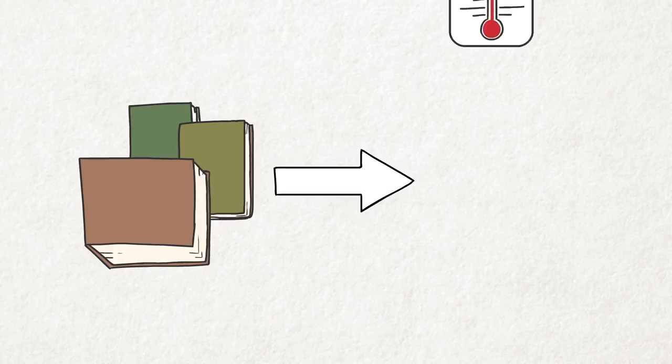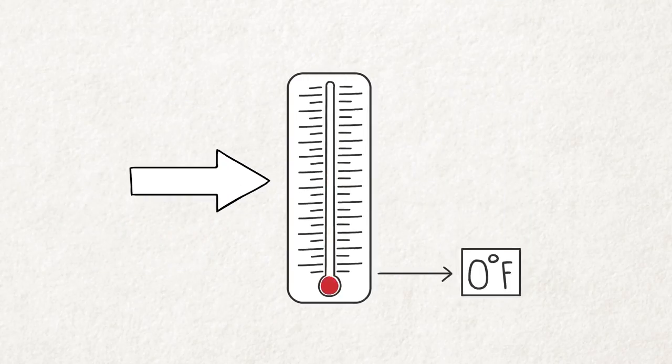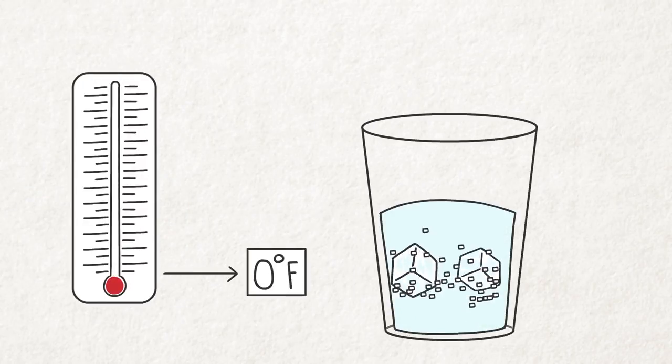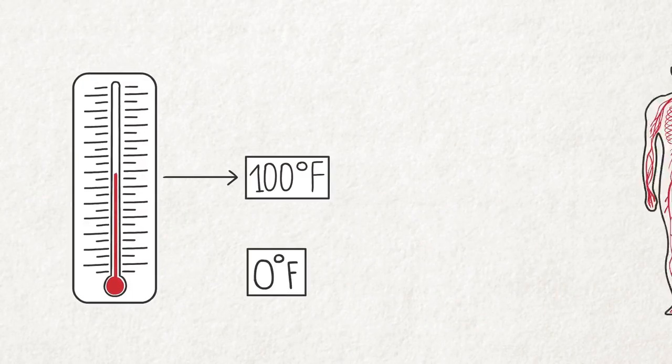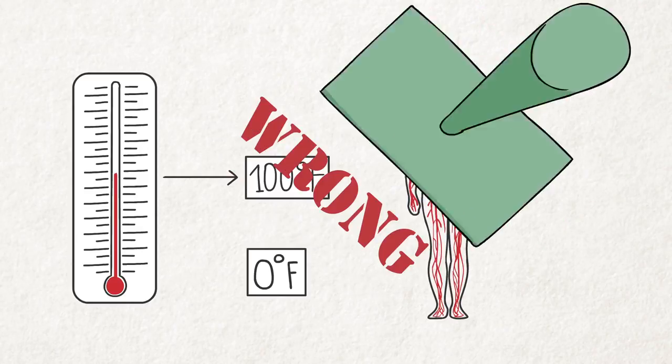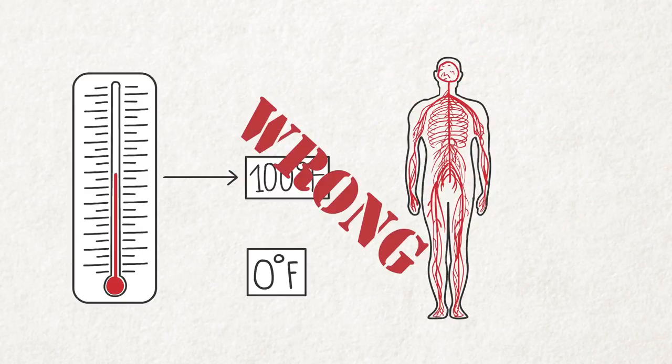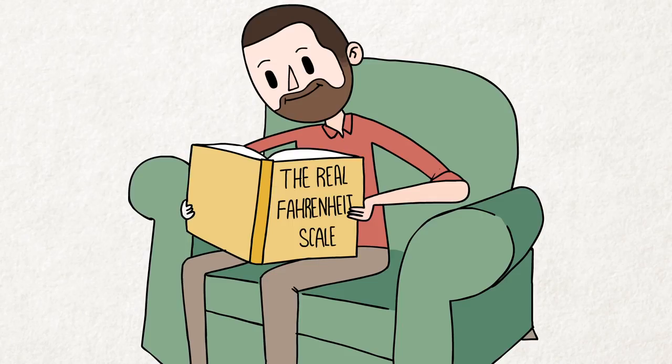According to many sources, the Fahrenheit scale was defined by setting 0 degrees equal to the temperature of an ice, salt, and water mixture, and 100 degrees being roughly equal to human body temperature. But that isn't true. The real story is much more interesting and scientific.